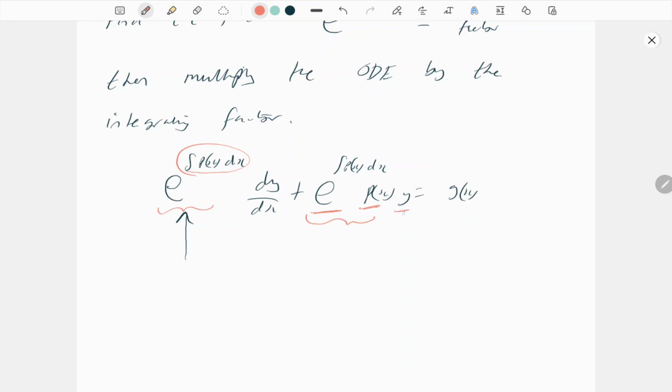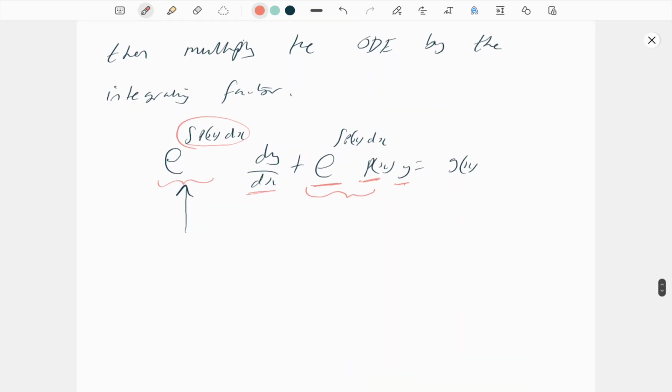And you've got a y here, and dy by dx is the derivative of that. So you've got that situation where you first differentiate the second plus second differentiate the first. So it's a product rule in reverse. We can then go on to solving this. So what are the two functions being differentiated? Well, it's e to the integral of p(x) dx, and y.